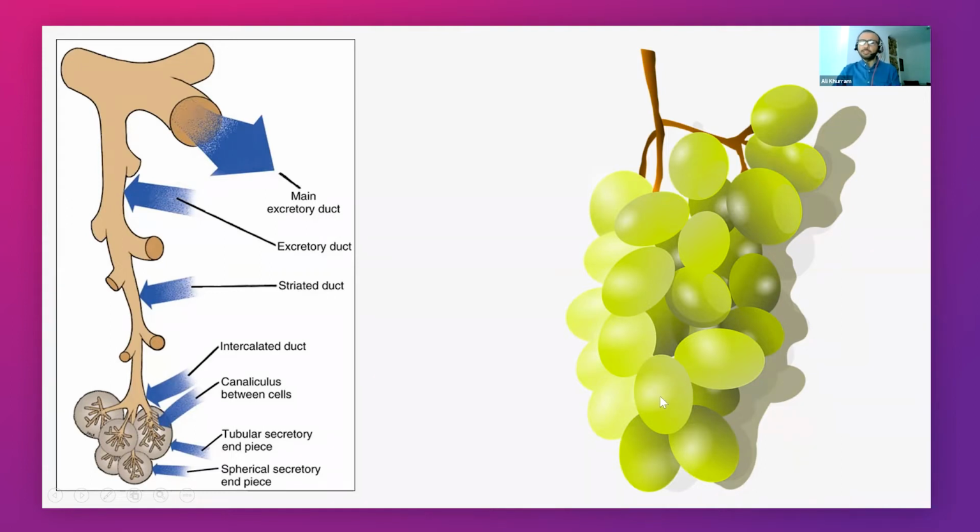And these little end areas are the ones that produce the saliva, and then it is pushed into these little tube-like structures and ducts, then into bigger tubes, and then the largest one, which actually carries it to your mouth. And any of these structures in the salivary gland can actually develop a cancer.